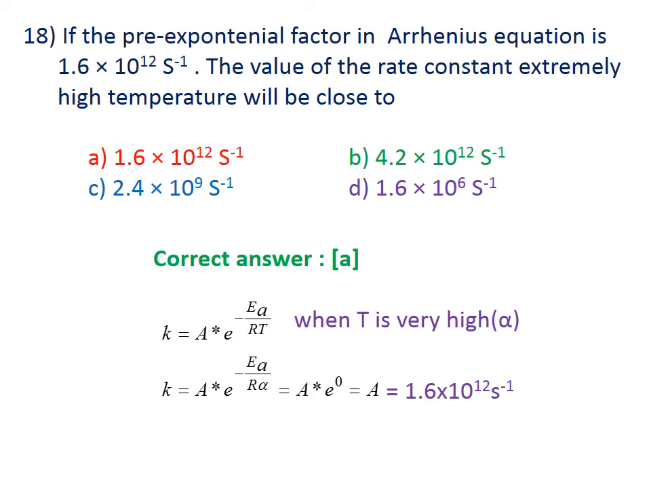Then the rate constant will be equal to A, which will be equal to 1.6 into 10 to the power of 12 second power minus 1. You remember, if T is infinity, e power of minus Ea by RT will become e power 0, and e power 0 will be equal to 1, then K equal to A. The correct answer is A.